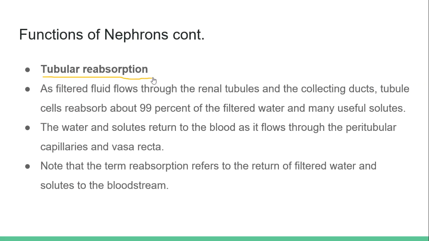Now let's look at tubular reabsorption as a function of the nephron. As filtrate flows through the renal tubules and collecting duct, the tubule cells reabsorb 99% of the filtered water and many useful solutes. The water and solutes return to the blood as it flows through the peritubular capillaries and vasa recta. Note that the term reabsorption refers to the return of filtered water and solutes into the bloodstream. Solutes like glucose, sodium chloride, potassium chloride, which are used in the body, calcium, and magnesium are the solutes.